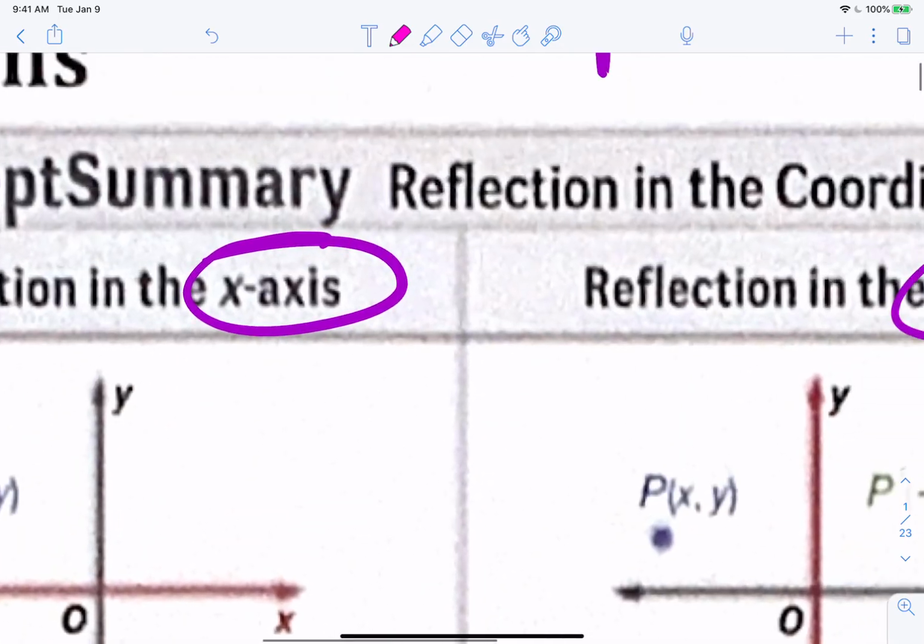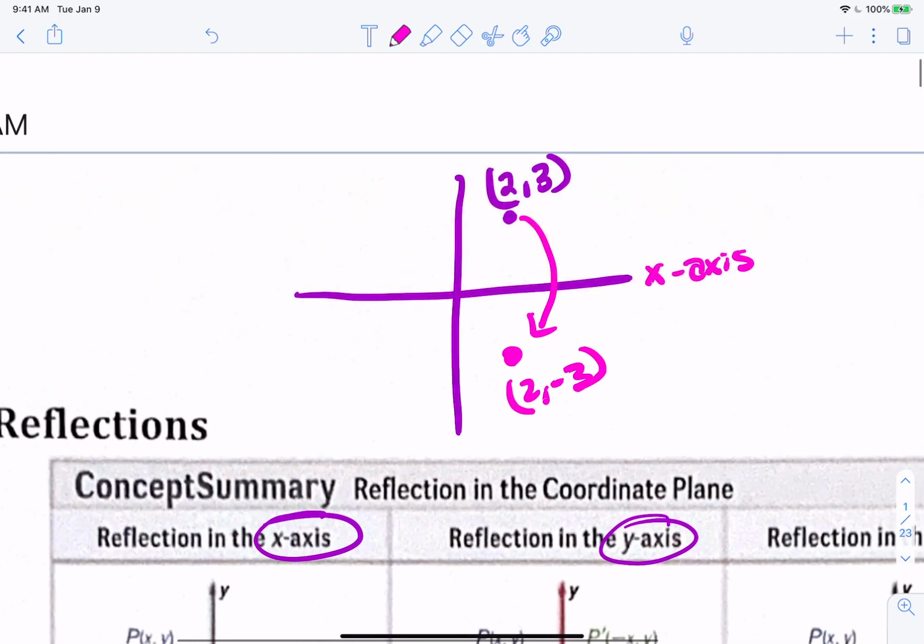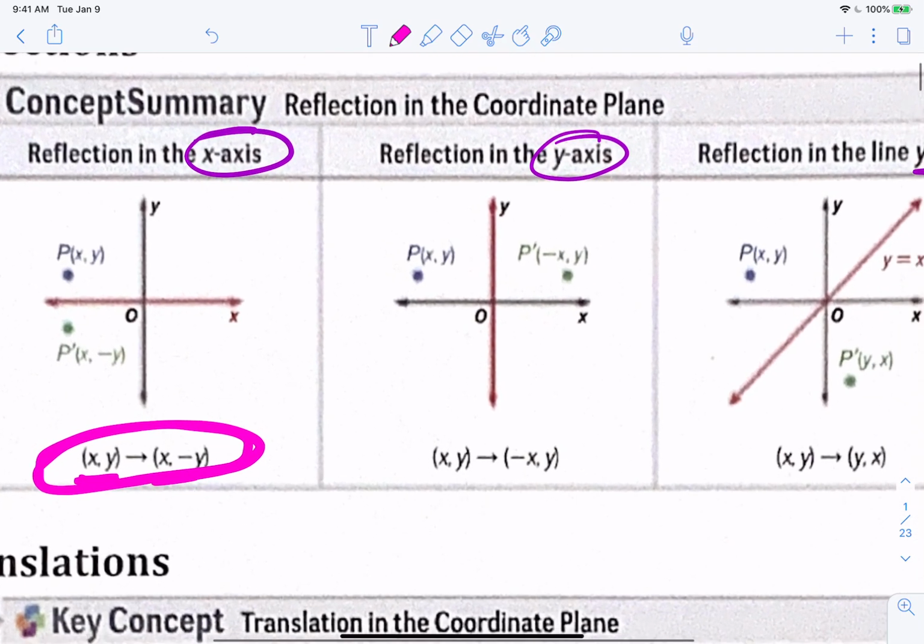Now I'm going to go back to my original point 2, 3, and I want to reflect him across the y-axis. What will that point become if I flip him over there? -2, 3. So across the y-axis, the x-coordinate changes sign, right? So the x-coordinate becomes negative. That's this guy right here. Notice the negative x. Negative y. So the opposite one becomes negative when you flip him across the x versus y axis.